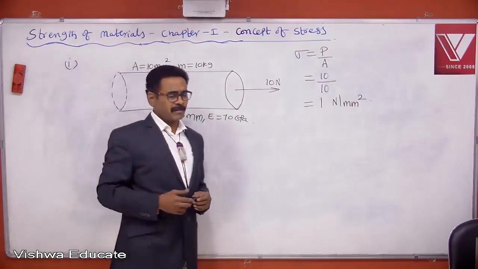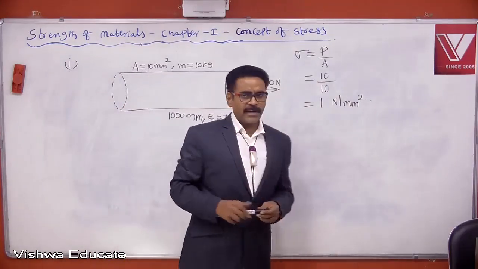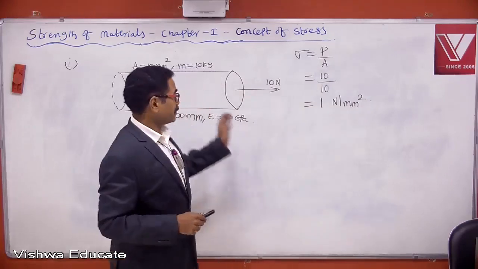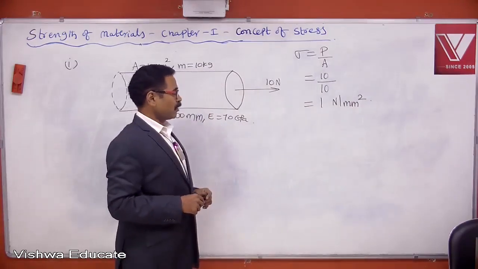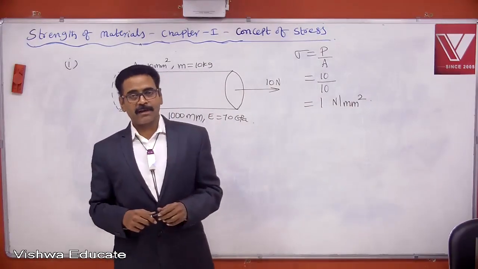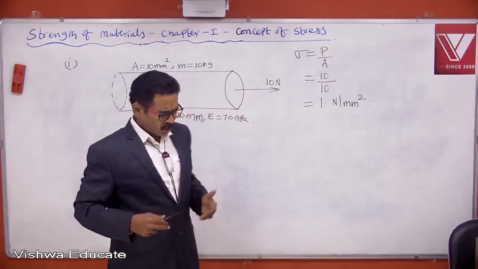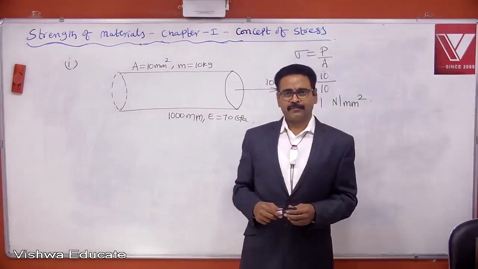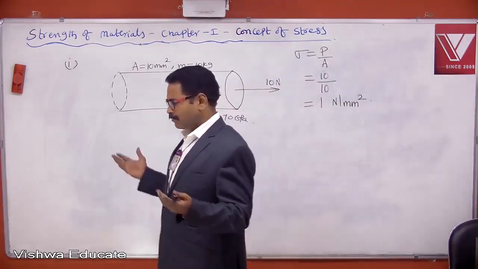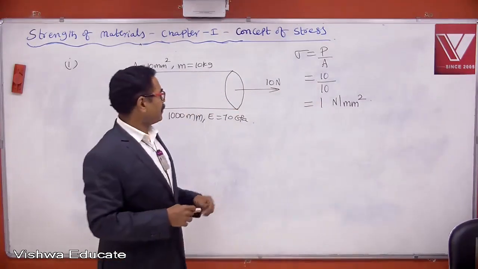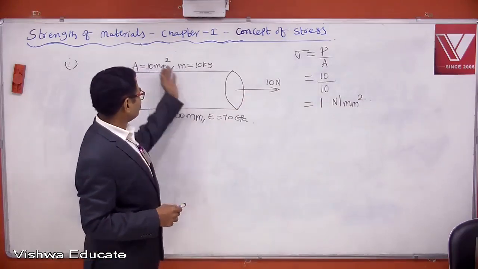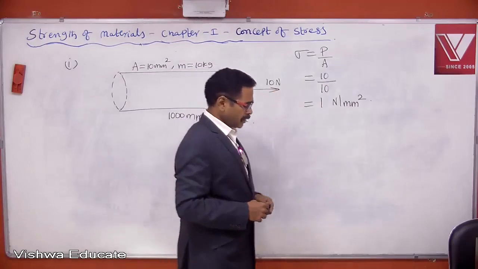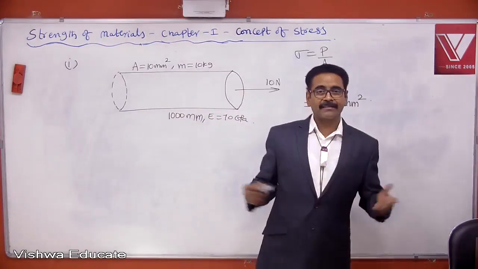Many of you may think like me, is it not? If I ask you the same question, most of you may reply that the stress carried by this bar is 1 newton per millimeter square, because we believe stress is equal to force by area. Force is 10 newtons, area is 10 millimeter square, so 10 by 10, 1 newton per millimeter square. Like that we think.